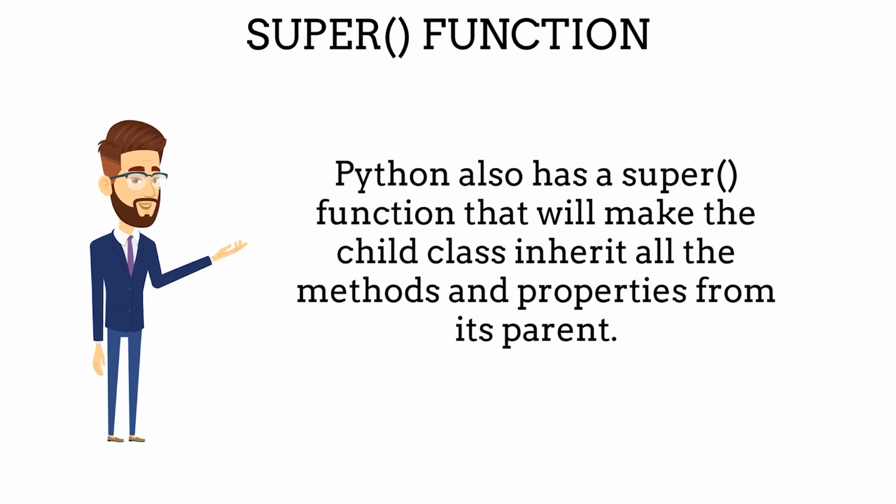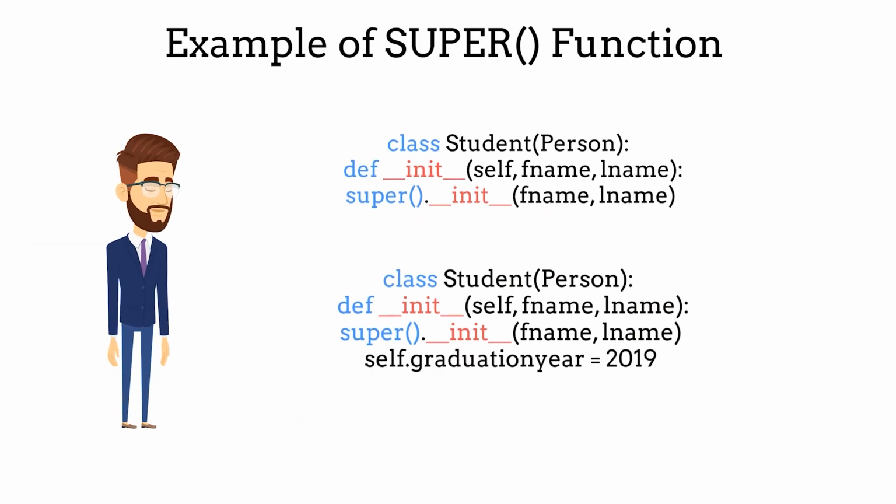Now let's give a glance at the super function. Python also has a super function that will make the child class inherit all the methods and properties from its parent. The super function works same as the init function but with some difference. By using the super function, you do not have to use the name of the parent element. It will automatically inherit the methods and properties from its parent. This is a thing to notice, that the super function inherits parent methods automatically. This thing differentiates the super function from the init function.